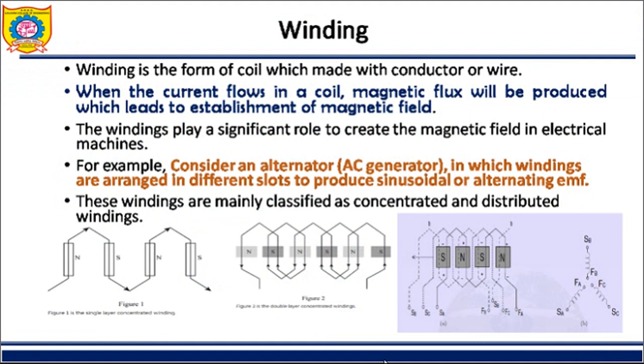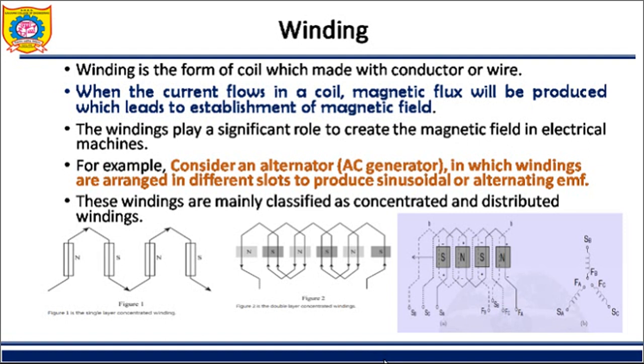So we are going to see the winding in a little bit of detail. Winding is a form of coil made up of conductor or wire. When current flows in a coil, magnetic flux will be produced, which leads to the establishment of the flux. The winding plays a vital role.